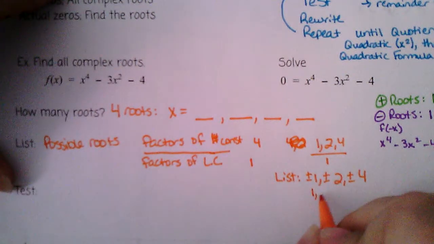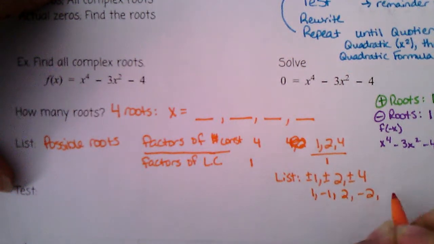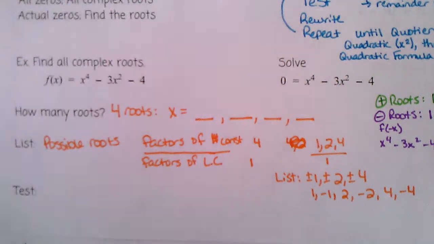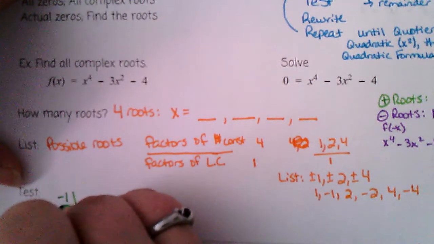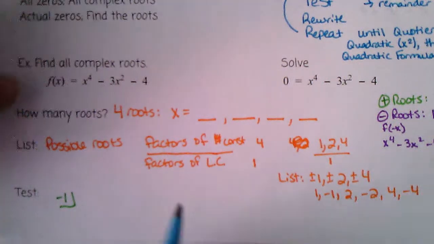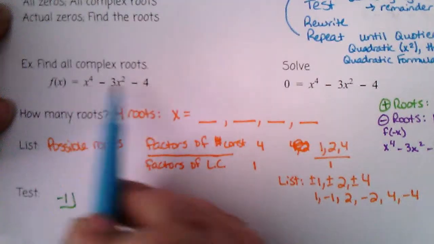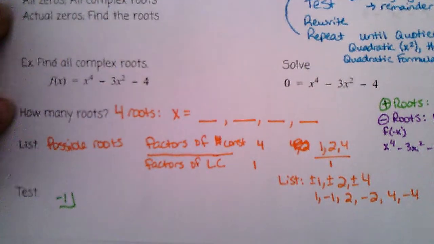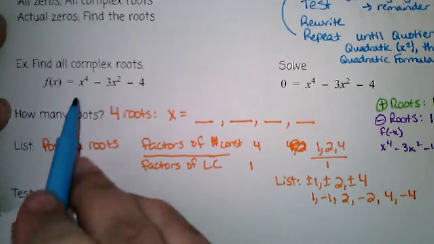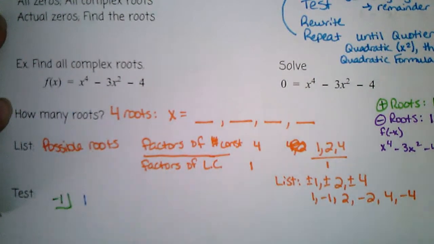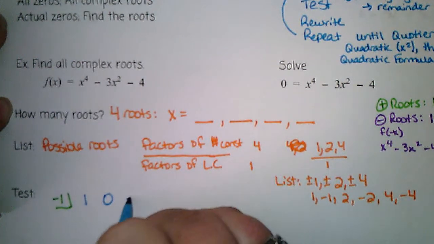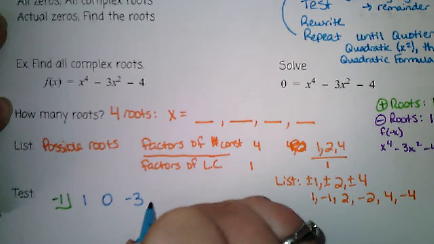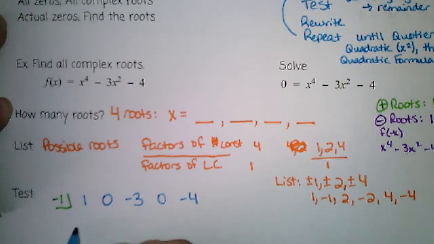So now let's pick something to test. I've got 1, negative 1, 2, negative 2, 4, negative 4. I'm going to start with negative numbers. Let's pick negative 1, and put it in my box. Then we need the coefficients of my polynomial. I've got a coefficient of 1 in front of the x to the fourth. How many x to the thirds do I have? 0, so I put in a placeholder. Negative 3x squared. How many x's do I have? 0. And negative 4 for my constant term.